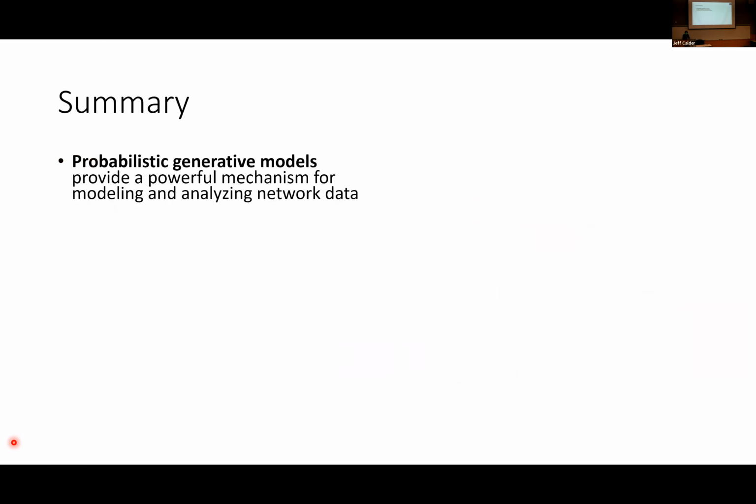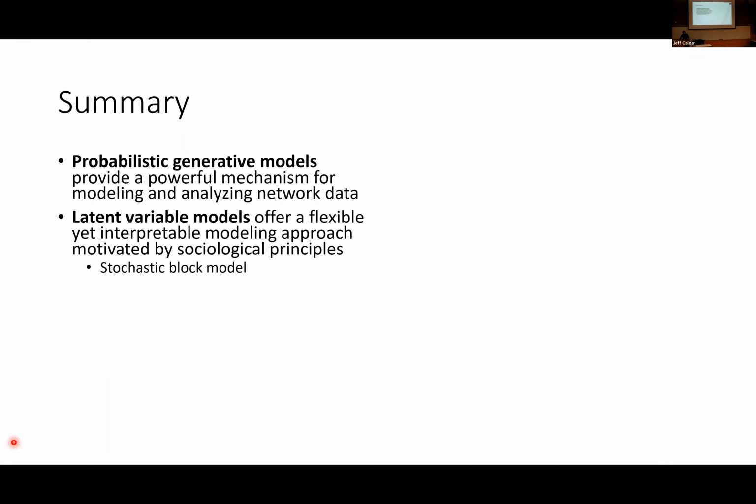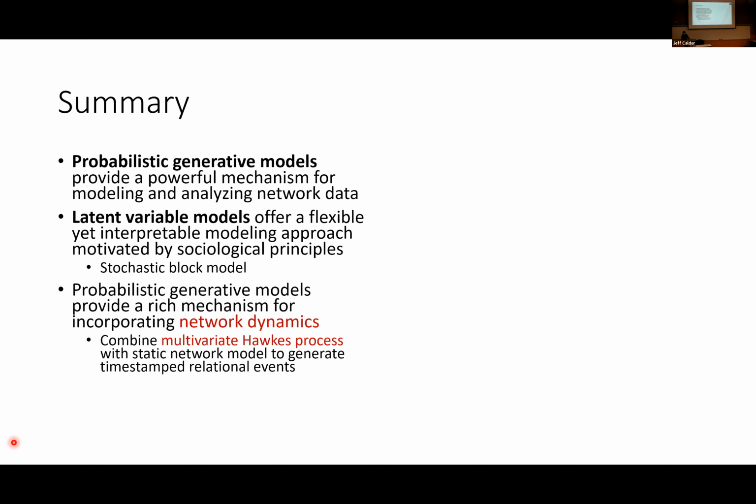Let me present my summary here. Probabilistic generative models provide a powerful mechanism for modeling and analyzing network data. Latent variable models give you a flexible yet interpretable modeling approach. In this case, we looked at models motivated by sociological principles like the stochastic block model. In general, these probabilistic generative models provide a rich mechanism for incorporating network dynamics. What I showed you today is that we combine the multivariate Hawkes process with a static network model to generate these time-stamped relational events, and we can build different models trading off flexibility and scalability.